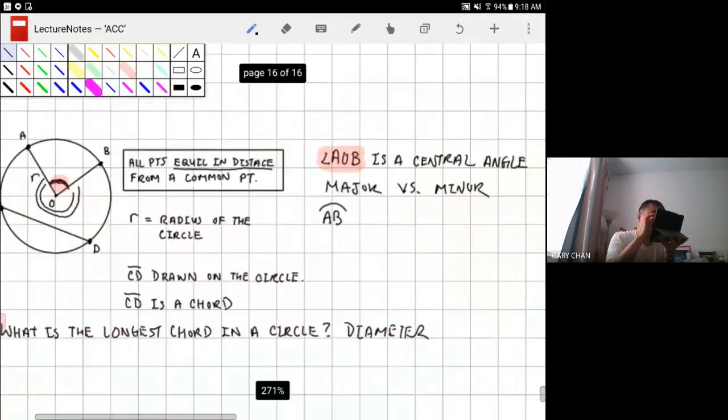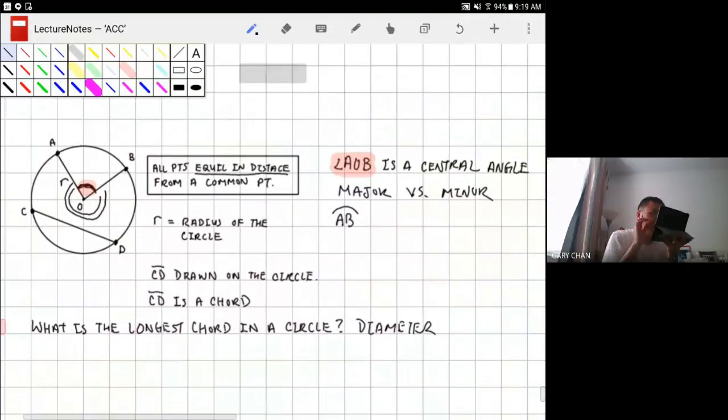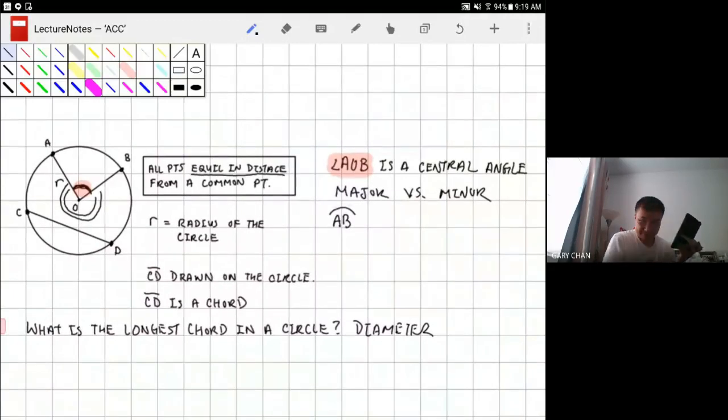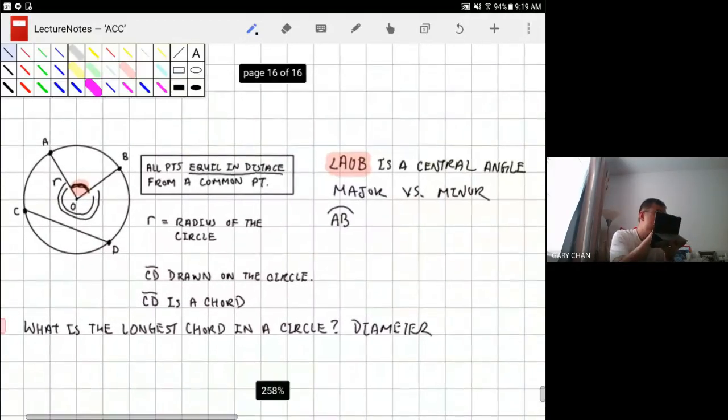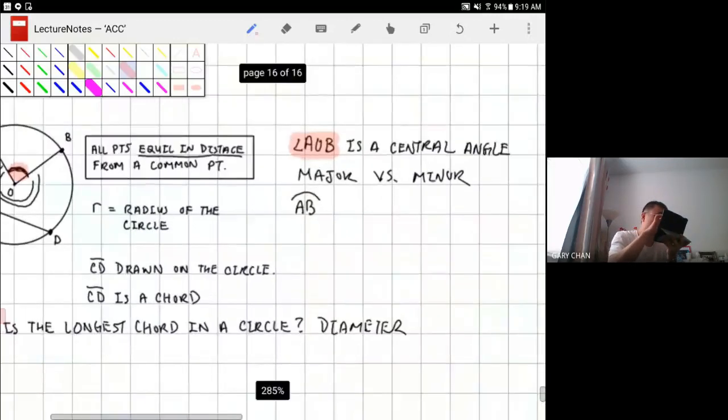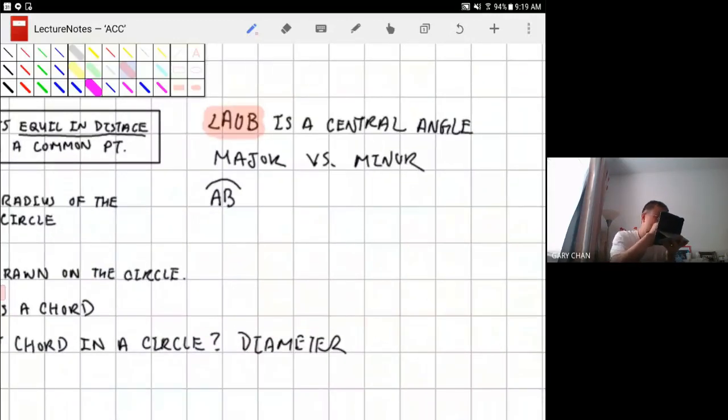This is a new symbol right here. You see this curvy looking thing that I drew just now? That curvy looking thing is describing the arc. So this is referring to the arc measure.